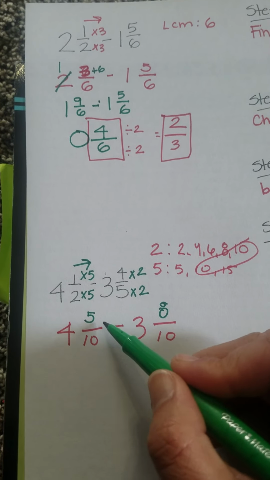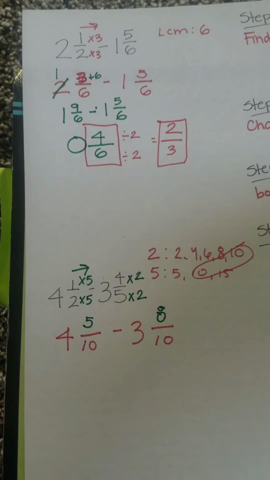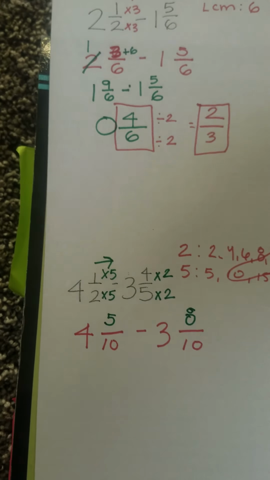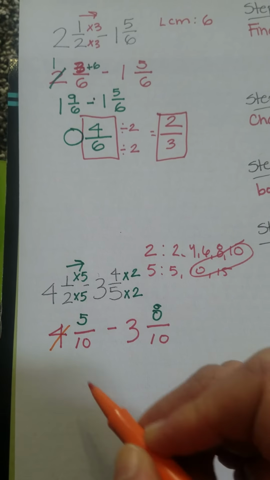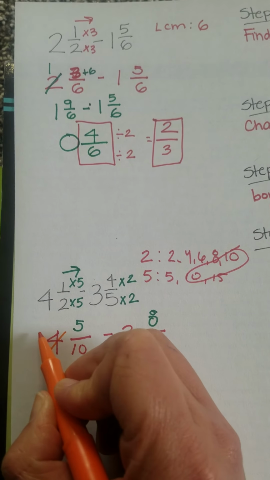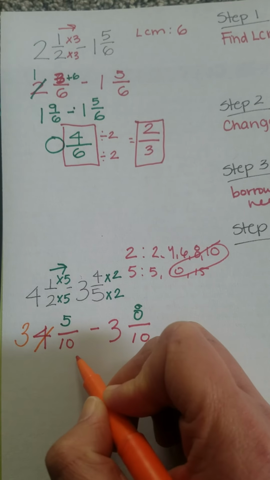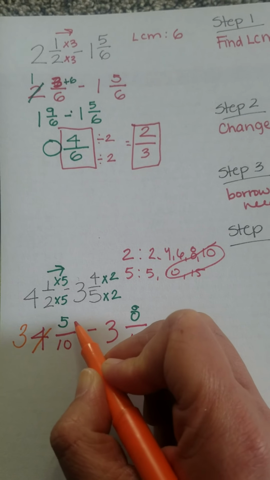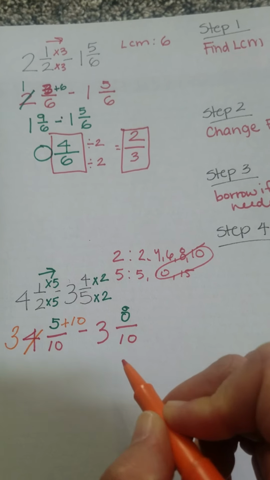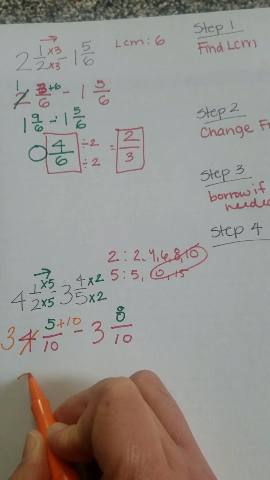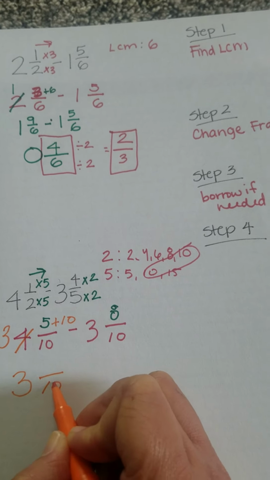So notice 5 minus 8, I can't do it. So I'm going to have to borrow from next door. I'm going to get another color. And I'm going to cross off 4 because I'm going to borrow 1 whole. So 4 becomes a 3. And remember, whatever your denominator is, that's how much you're going to be adding to this numerator. Plus 10, because you're borrowing 1 whole. So now my new fraction is 3, still 10 on the bottom.